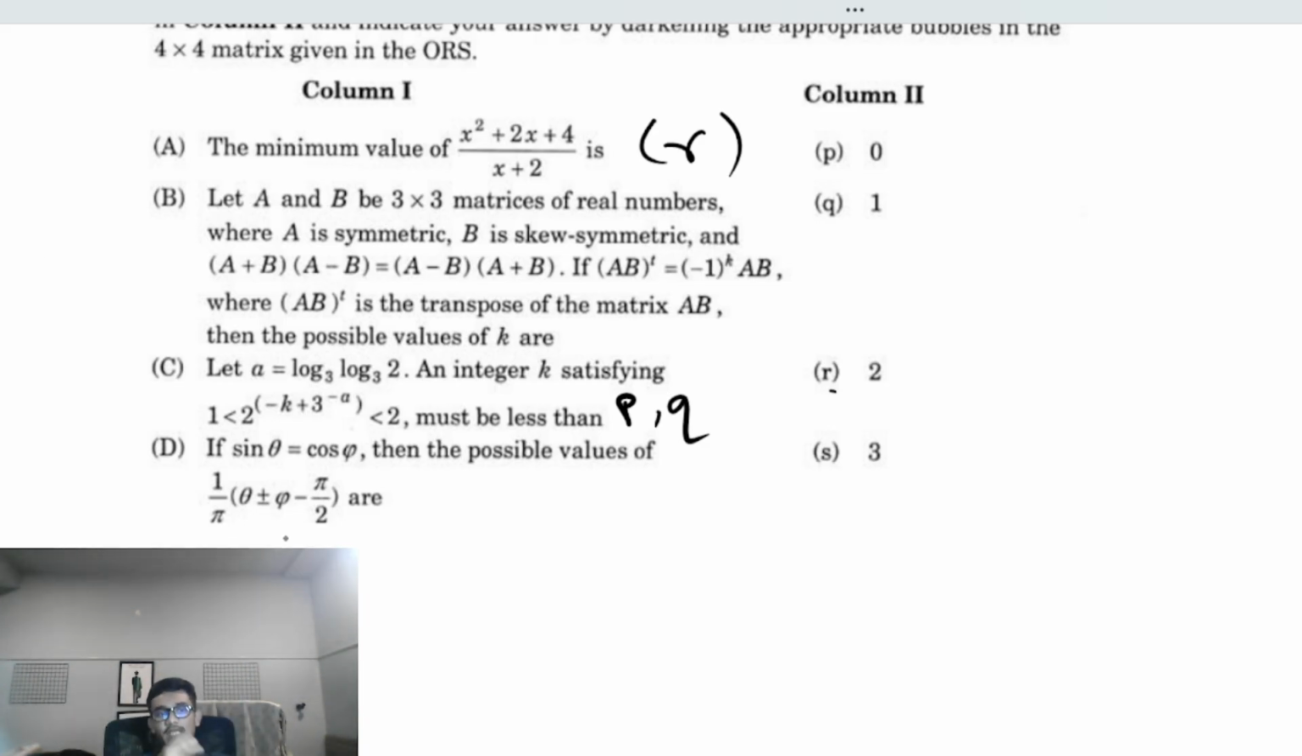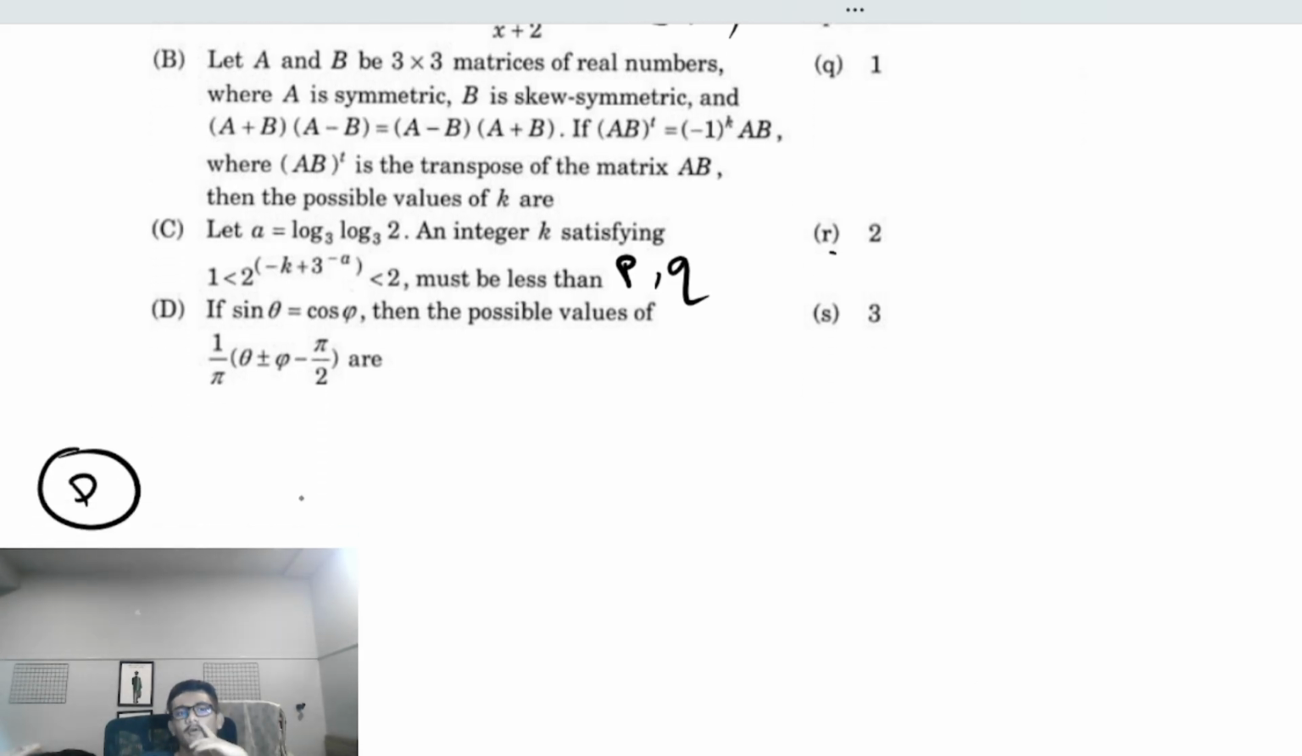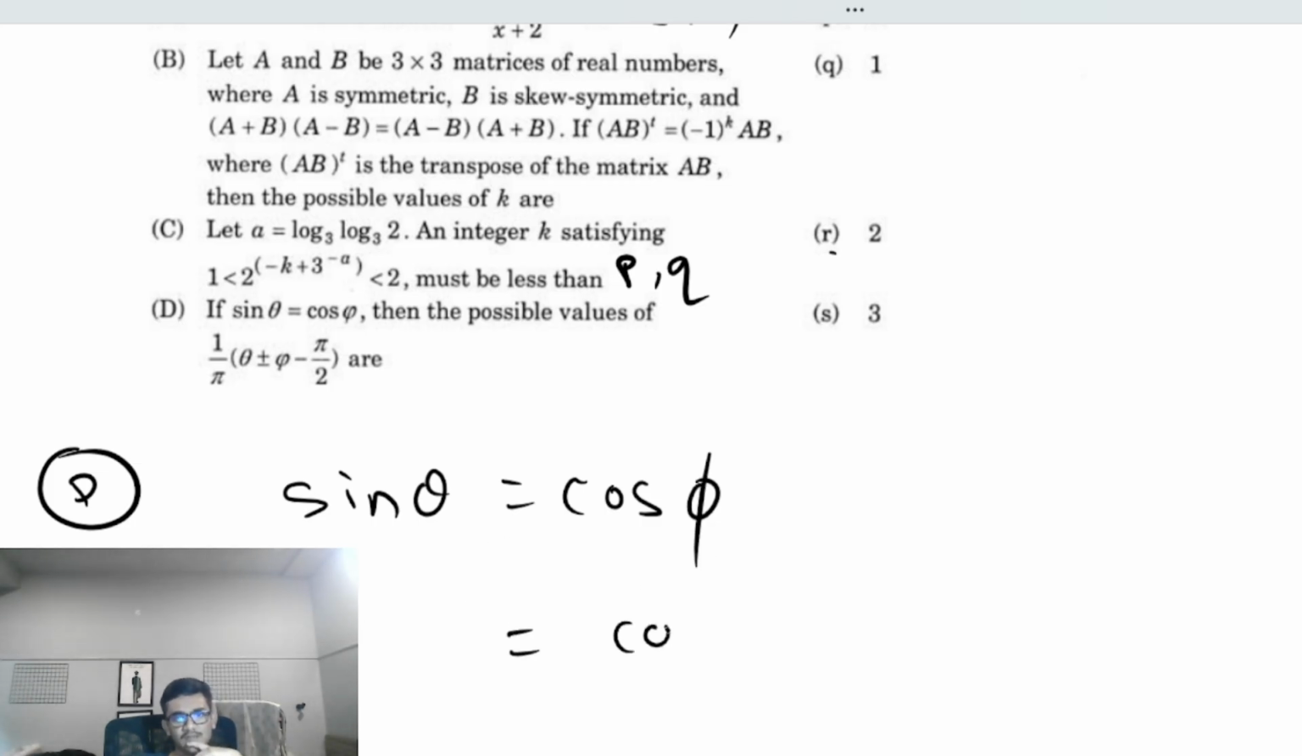It says that if sin theta equal to cos phi, then the possible values of this angle, oh my god. Let us see. It seems a bit complex, but I don't think it is that much complicated. Sin theta equal to cos phi. I can write cos phi as sin pi by 2 plus or minus phi, right?